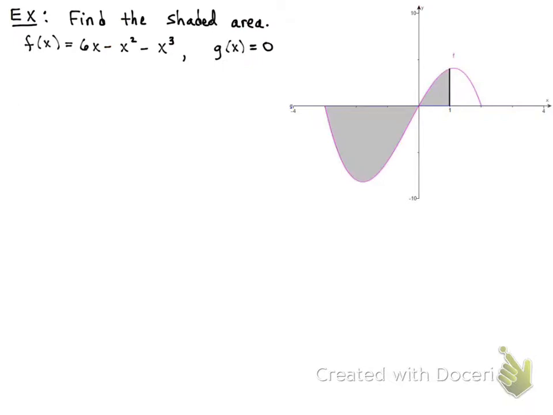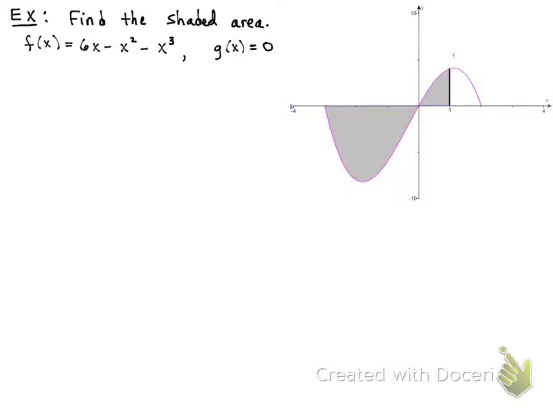Now the next example is kind of a similar problem. We have two functions and we're trying to find the shaded area, which is an area that's bounded between the two functions. Now again, we'll have to find the limits of integration, and we'll also have to decide whether we want to do f minus g or g minus f.